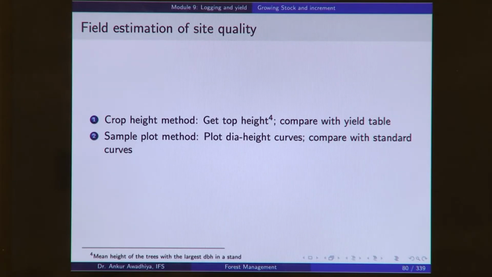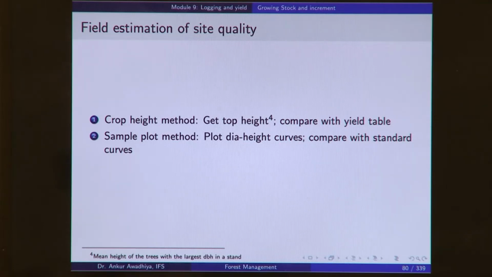Now field estimation of site quality is done through two methods, crop height method and the sample plot method. Now in the crop height method you get the top height and compare it with the yield table, which will give you the top heights for different site qualities. Now top height is not the height of the tallest trees, it is the mean height of trees with the largest DBH in a stand.